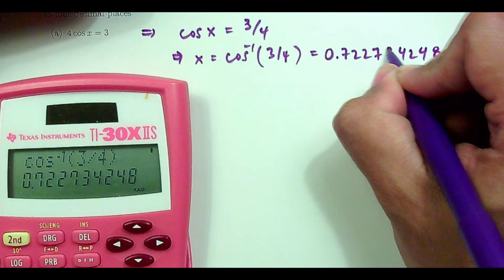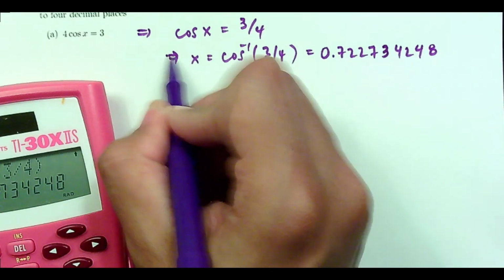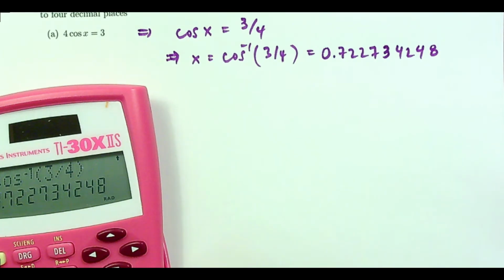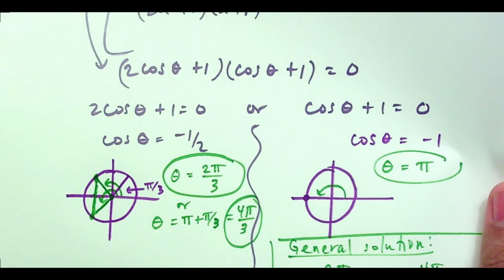0.72273428. Okay, I know the instructions say round to 4 decimal places, but you shouldn't be rounding until you're ready to enter your answer in the homework online system. So I'm not going to round yet because I'm not done. Why am I not done? Because there's another answer actually. Just like in here, right? We have to use the unit circle in the picture to figure out what's the other angle. Once you know one, you can find the other one.